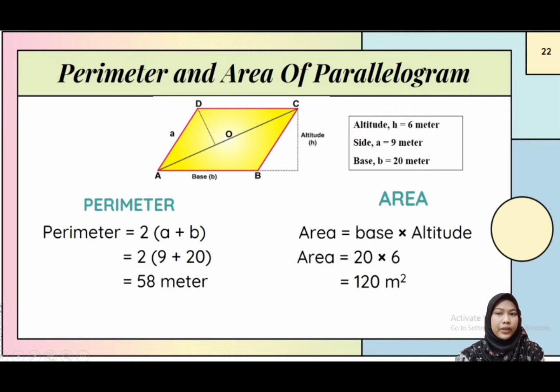And how to obtain the area of a parallelogram? The formula is area equal to base multiplied by altitude. So from the measurements, we can say that 20 multiplied by 6, and we will get 120 meters squared.